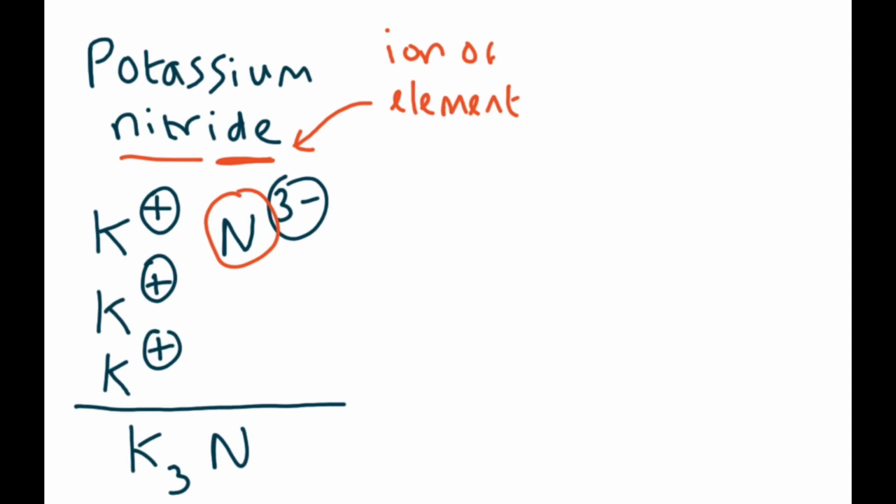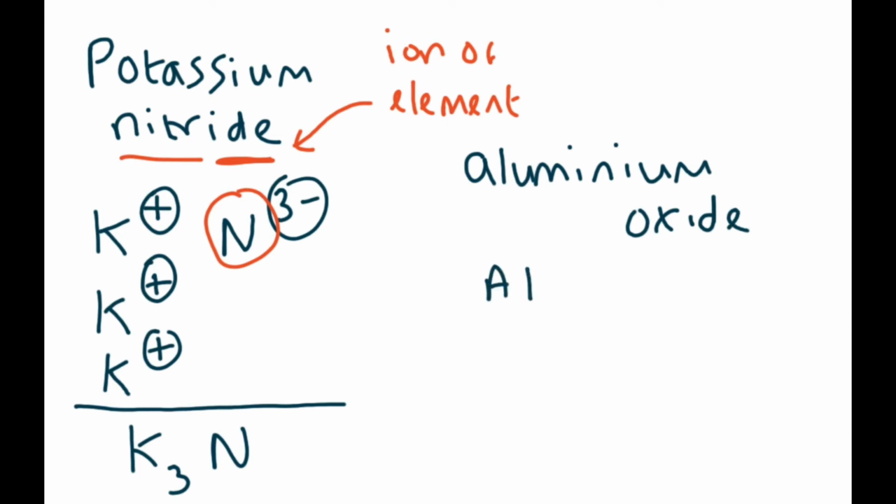So let's try another example. Let's take aluminium oxide. Aluminium oxide. So we've got aluminium, which is in group 3, therefore 3+ ion. We've got oxygen, which is in group 6, therefore 2- ion.